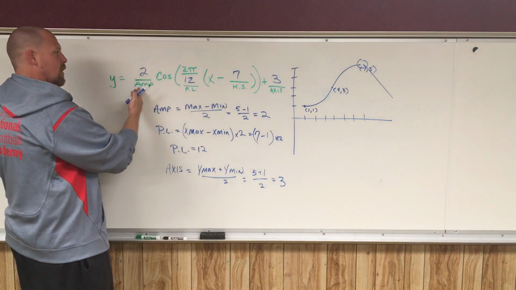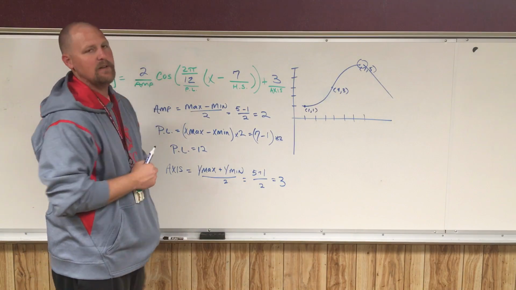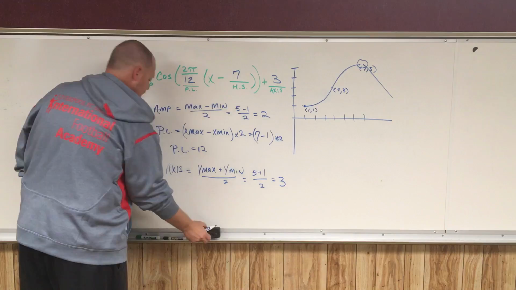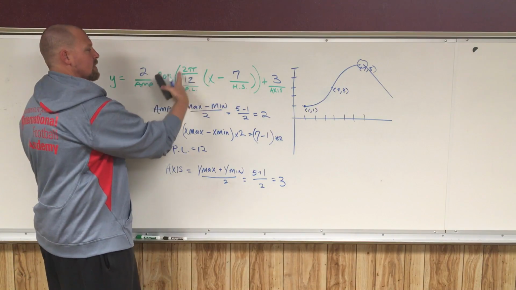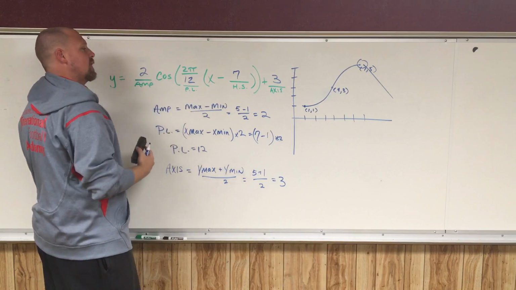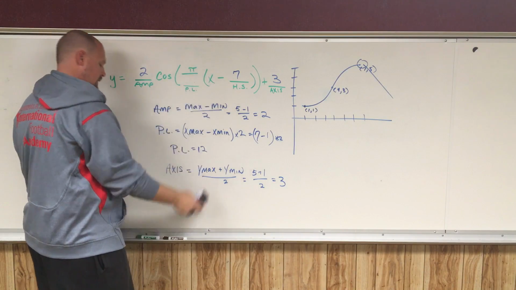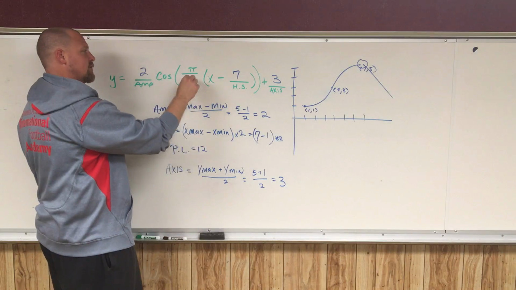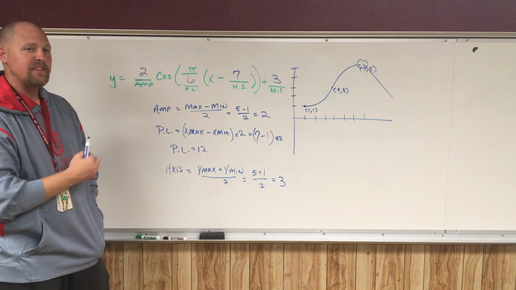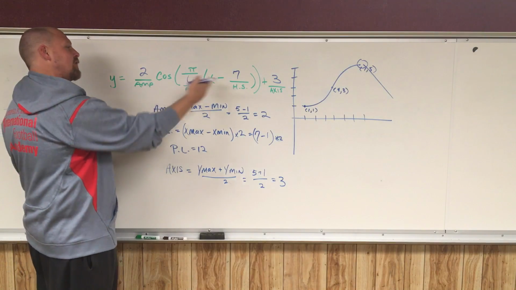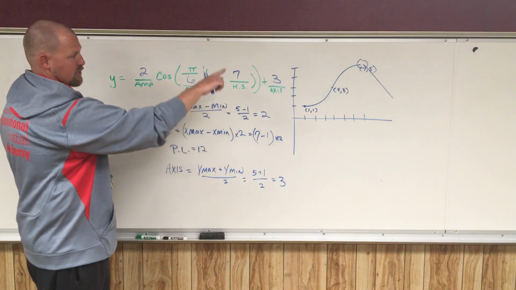And here we have our function: 2 cosine 2 pi over 12 times x minus 7, plus 3. The only thing that needs to be changed here is this portion of the function needs to be reduced. The 2 and the 12 can be reduced by a factor of 2. This gives me pi over 6. And this is the final model sinusoidal function that we have for those 3 points.